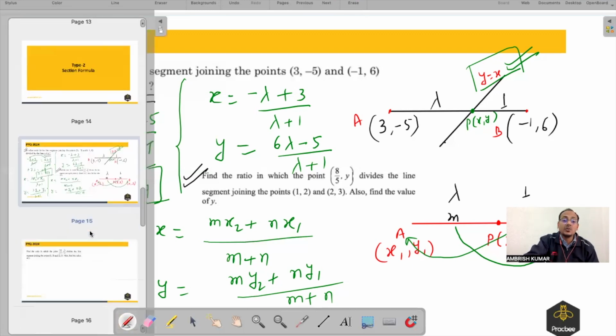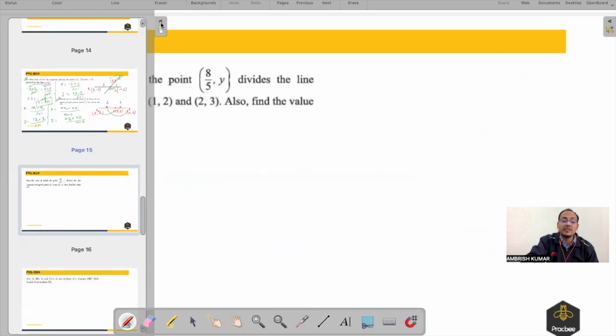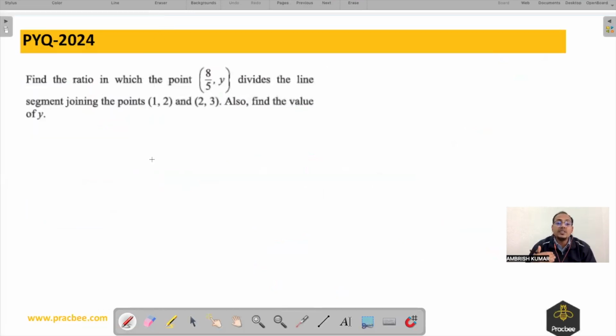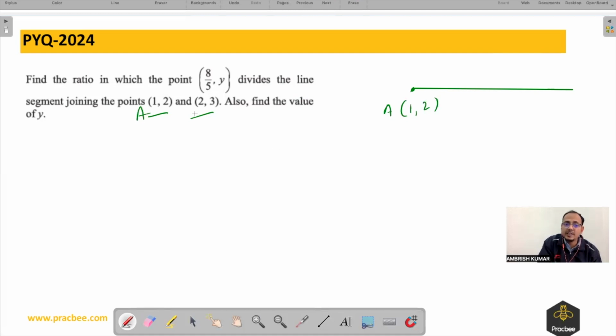Now going to the next question, the optional question. So this is the next question that we have. Find the ratio in which the point 8 by 5 comma y divides the line segment joining this point and this point. Again, we are going to do the same thing. The end points: this point we assume as A, that is 1, 2, this as B, that is 2, 3, and this is P. P is given to you as 8 by 5 comma y.